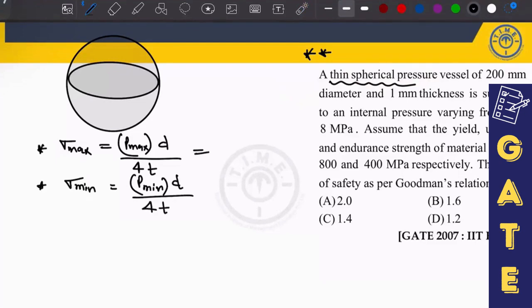So P max and P minimum they have mentioned. The pressure is varying from 4 to 8. So what will be the P max? That is nothing but 8.